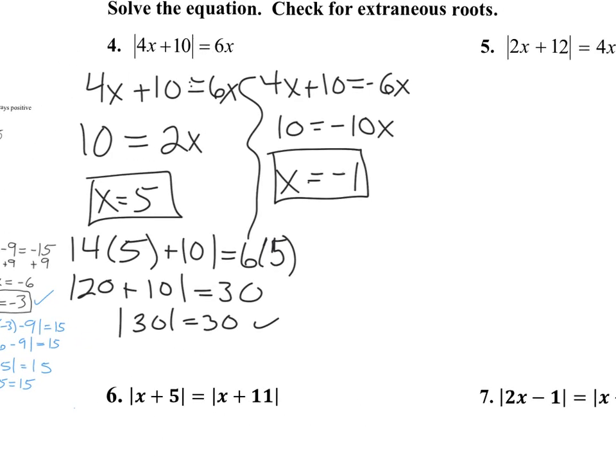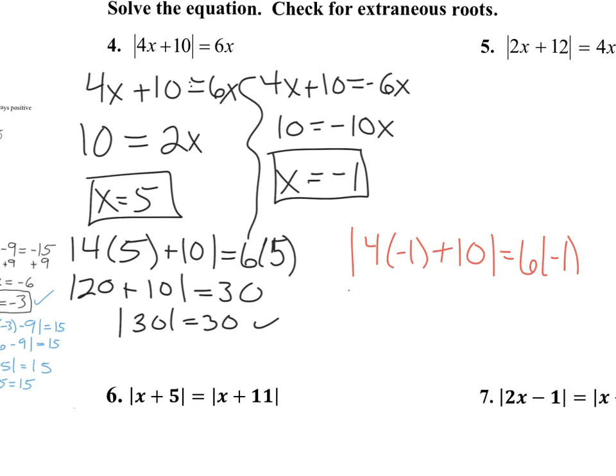Okay. So I've got, and I'll use a different color, the absolute value of 4 times -1 plus 10 is equal to 6 times -1. There we go. So let's go ahead and solve for this.